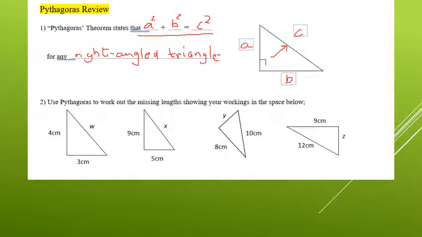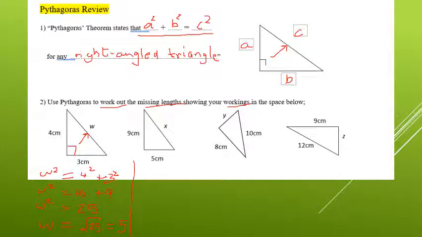Part 2 says use Pythagoras to work out the missing lengths, showing your workings in the space below. On this triangle, here's my right angle, so W is my hypotenuse. We start off with W squared is equal to 4 squared plus 3 squared. Before we work out W, we need to square the numbers. 4 squared means 4 times 4, which is 16, and 3 squared means 3 times 3, which is 9. Therefore W squared is equal to 25, as 16 plus 9 makes 25. So W will be equal to the square root of 25, and we know the square root of 25 is equal to 5.